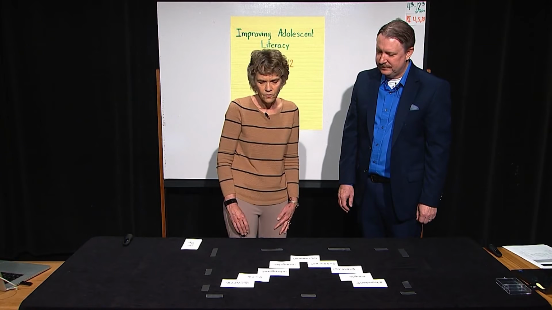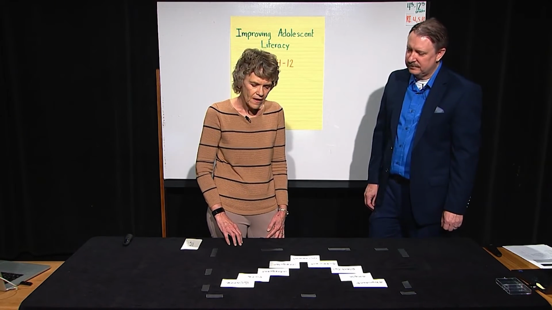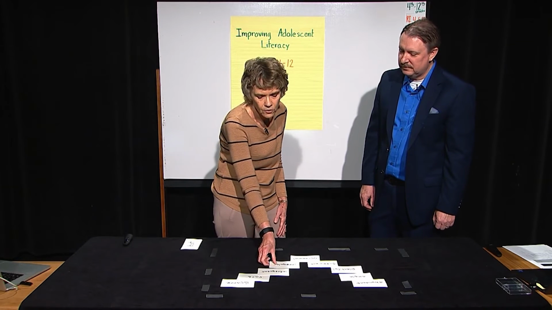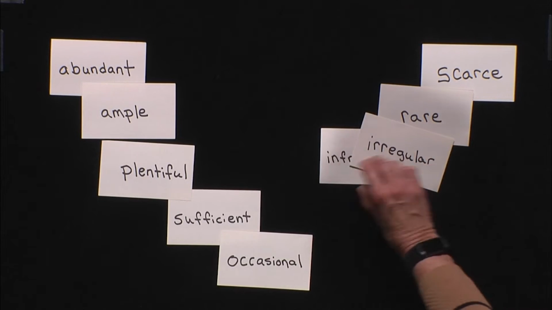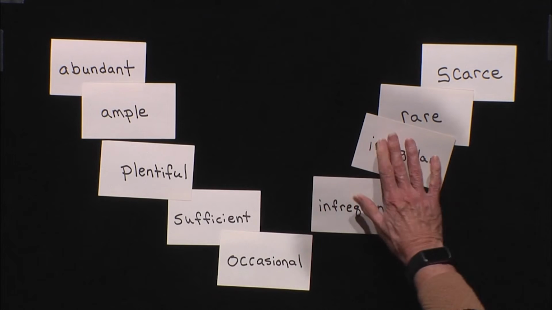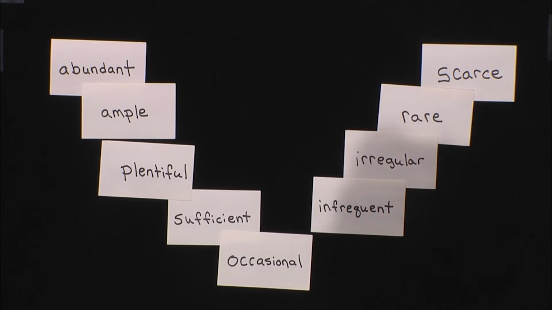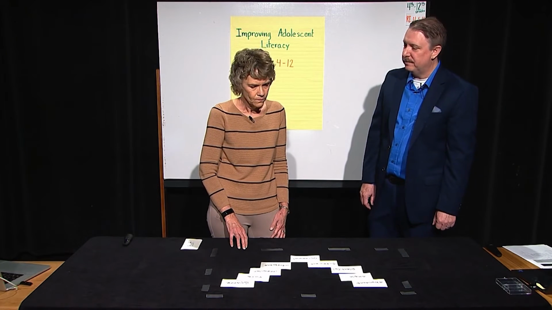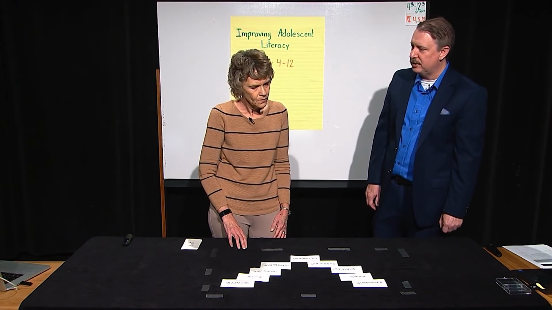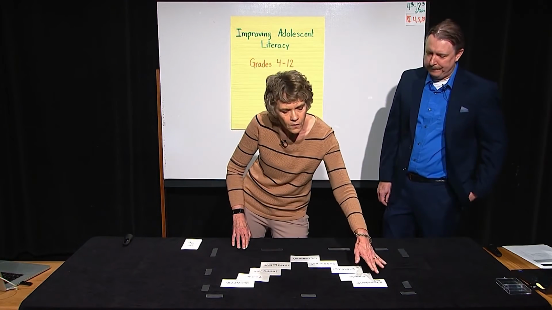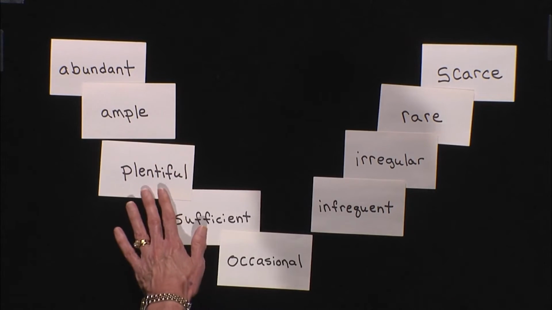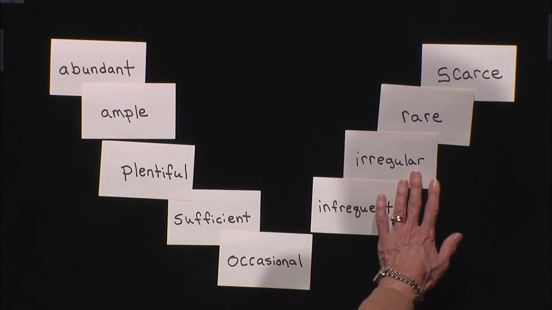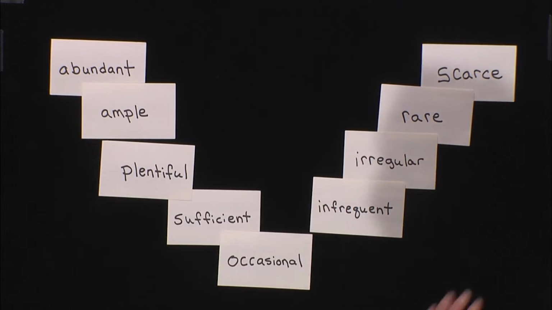Okay. So I'm okay with that. In fact, as I think about what you just said, should irregular go even one more? Should it go up here? I didn't think of that. I think you're right. I think that irregular is actually a little stronger than infrequent. So I agree with that move. Thanks. I really like the way these words are arranged now. Okay, let me just read and we'll make sure. Abundant, ample, plentiful, sufficient, occasional, infrequent, irregular, rare, and scarce.